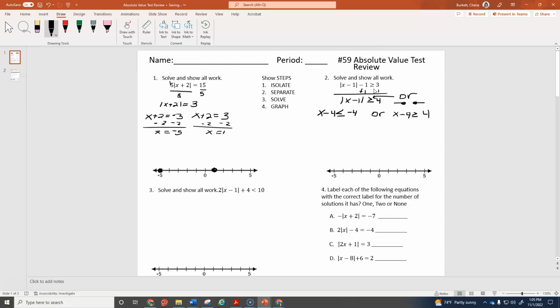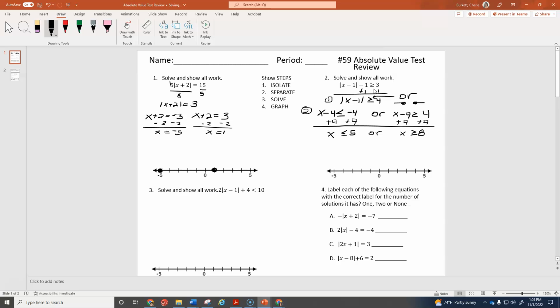Now that's separate. So this is step number 1. This is step number 2. Step number 3 is going to be where I get the x by itself. So I do the opposite. +4, +4, +4. And x is less than or equal to, I believe that's 5, or x is greater than or equal to, I believe that's 8.